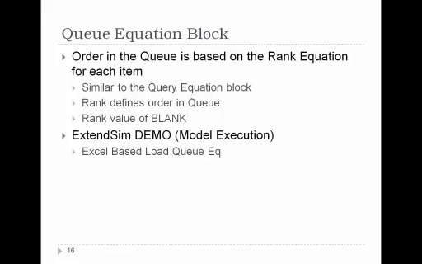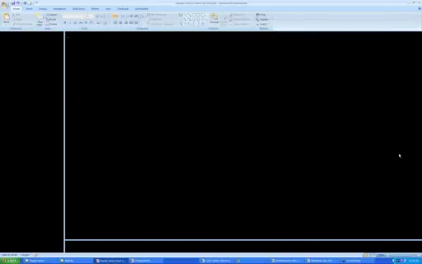There's a very unique situation in the queue equation block, and that's a rank value of blank. In the case where a rank value of blank is being stored, the item will not be allowed to leave the queue. This provides some high level of model versatility in allowing the queue equation to control what can leave the simulation. I'm going to show a demo of that.